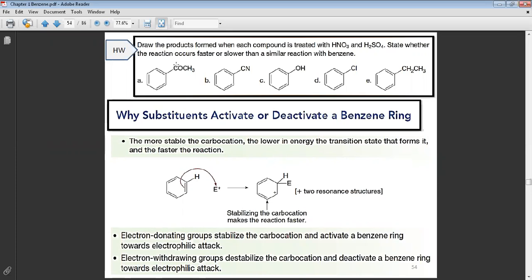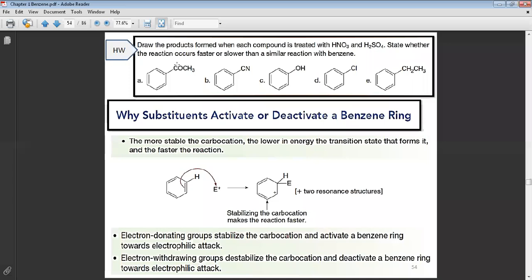The second one, and the third one. It will be activating. It activates the benzene ring. That means the third compound, C, reacts faster than benzene itself. It is an activating group because the hydroxyl group is an activating group by resonance.